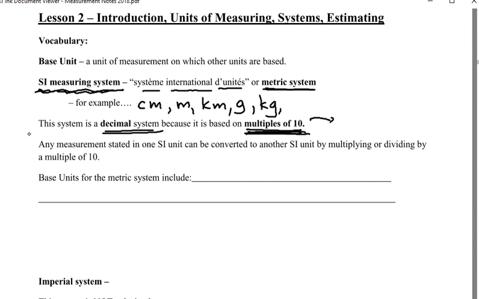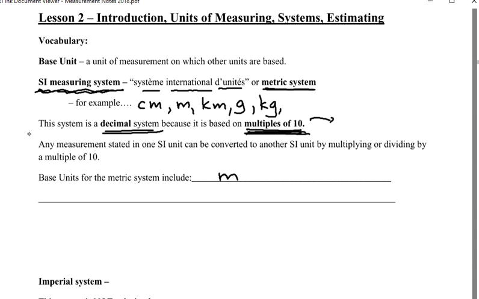The base unit for the metric system, if we're measuring lengths, is meters. Because of meters, we have smaller types of meters, centimeters, millimeters, and decimeters. Maybe not something you're as familiar with. And we have larger ones like kilometers. But we also have hectometers and decameters. And there's a reason we have those, and we'll talk about those in another lesson.